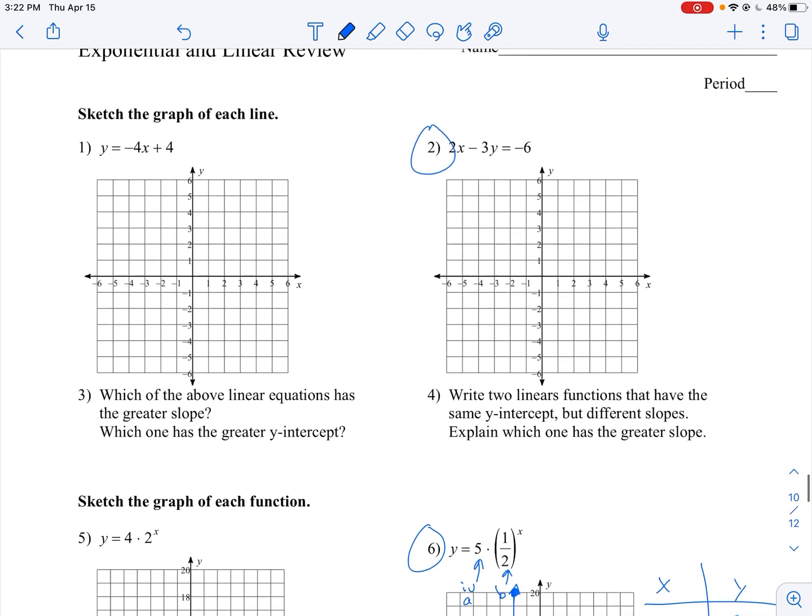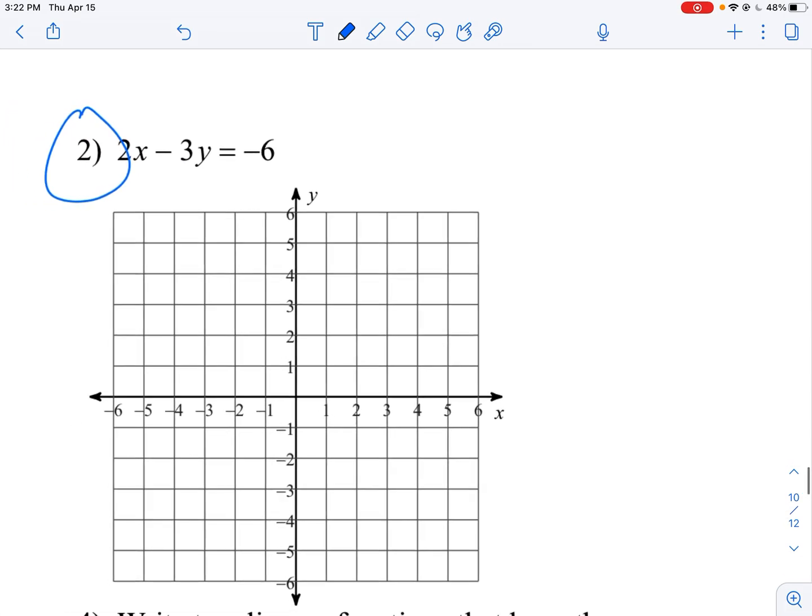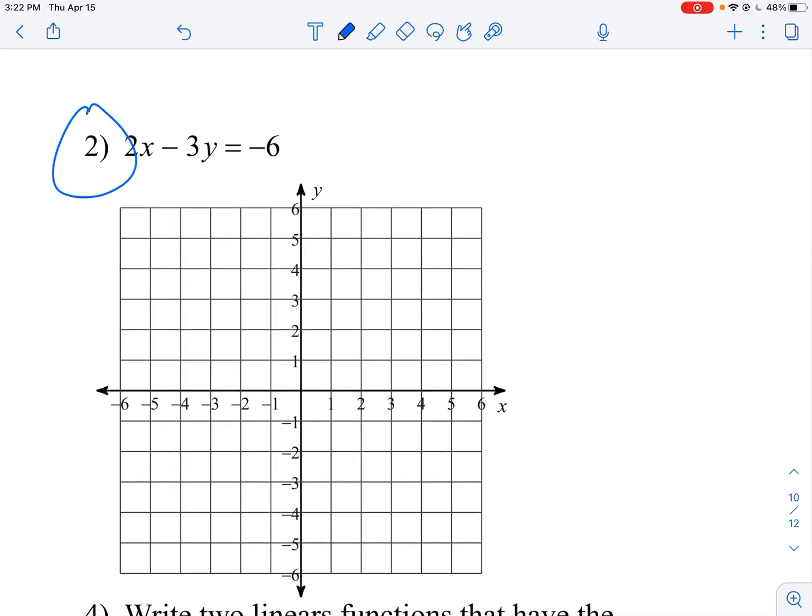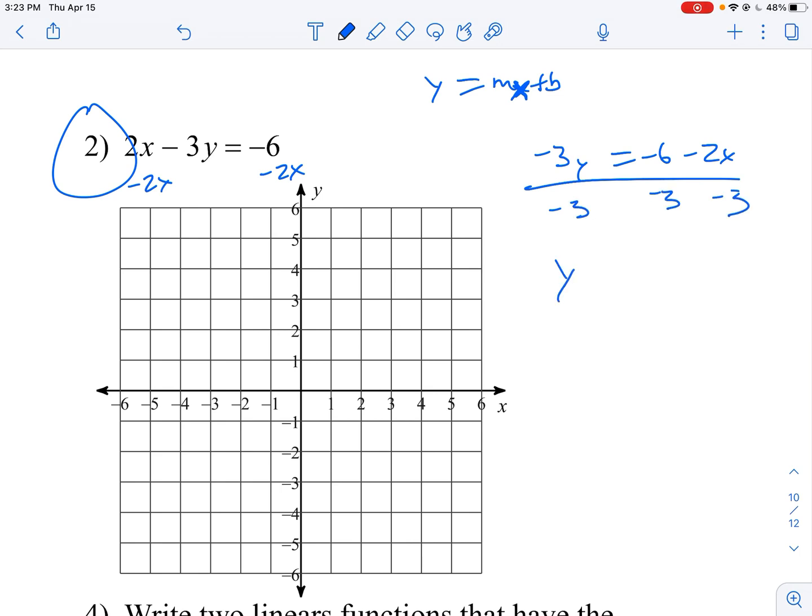So that's graphing exponentials. Let's do a quick review of graphing lines, so you can have that. Remember, we want the format y equals mx plus b. This is not in that format, and so we're going to make it. So let's subtract off the 2x. Now I got -3y equals -6 minus 2x, and divide everything by -3. And now I got y is 2 plus 2/3 x.